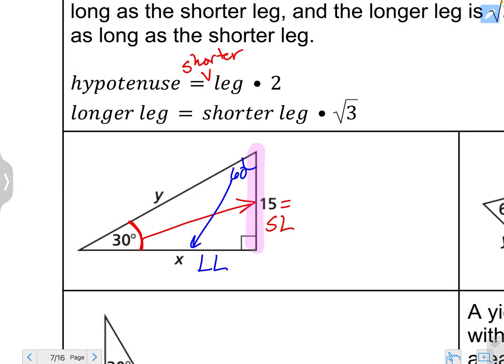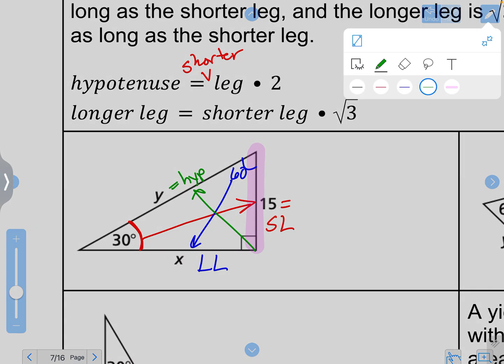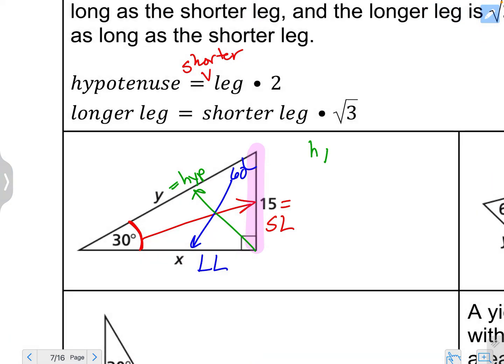And then again, our hypotenuse is always across from that right angle. So it's always easiest to find the hypotenuse first when we know the short leg. So to find our hypotenuse, we're going to take our short leg, which I'm going to abbreviate SL, and we're going to multiply it by 2. So we know in any 30, 60, 90 that it's going to maintain the ratio that the hypotenuse will be twice the length of the shortest leg. So the problem tells me that my short leg is 15, and we're going to multiply it by 2, so our hypotenuse is 30.